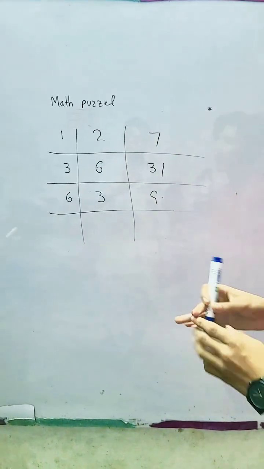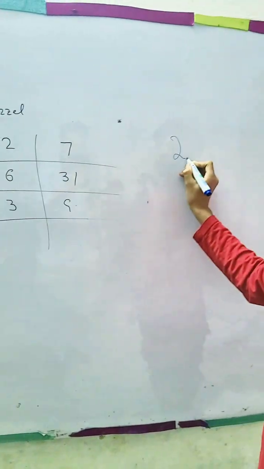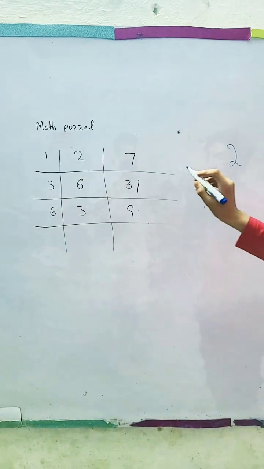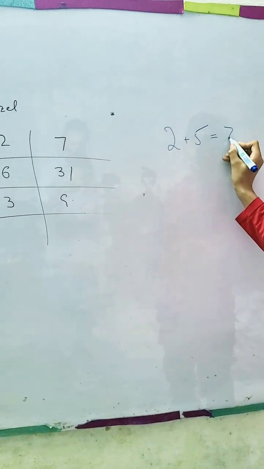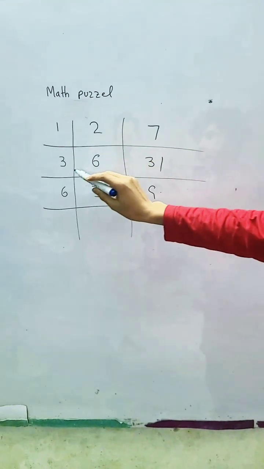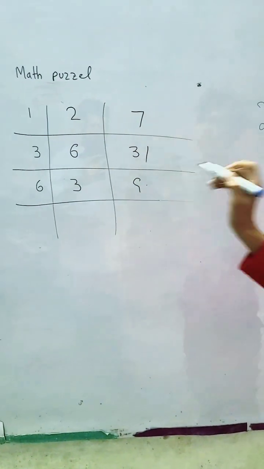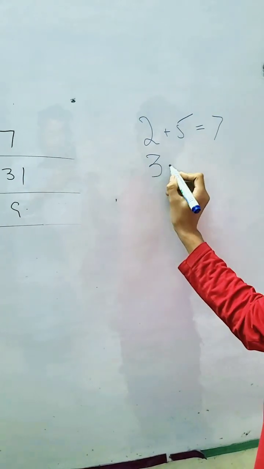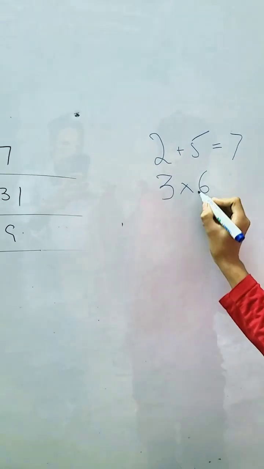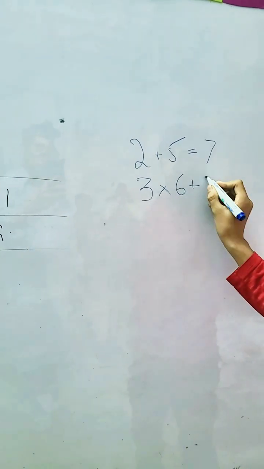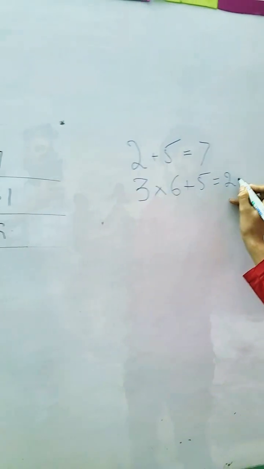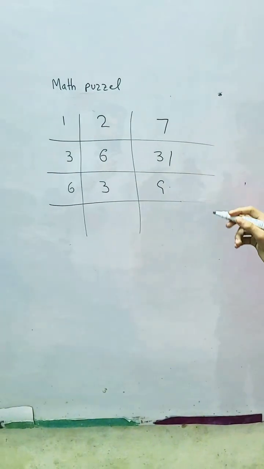1 times 2 is equal to 2, and then we add 5 into it, it will be equal to 7, and 3 multiply 6, 18 plus 5 is equal to 23. So sorry.